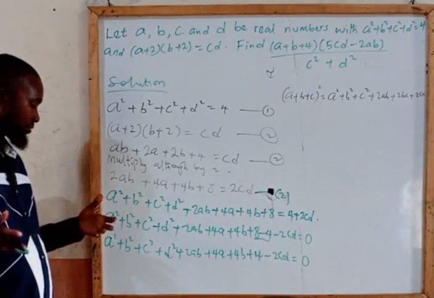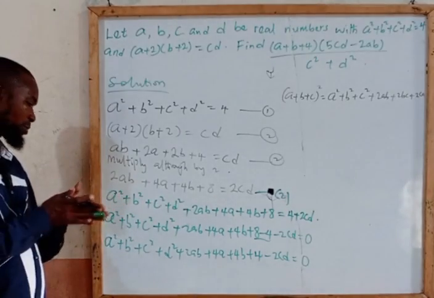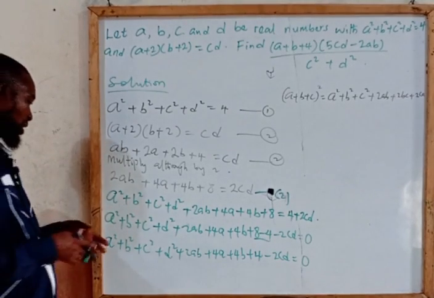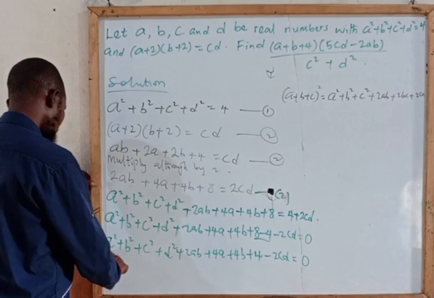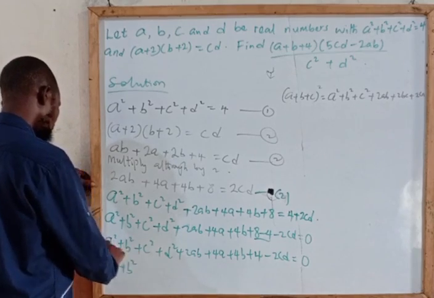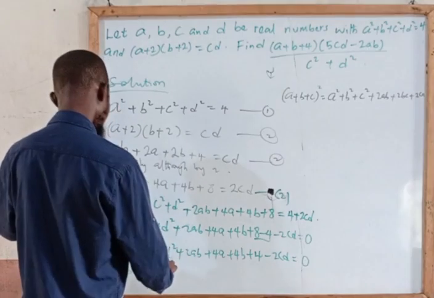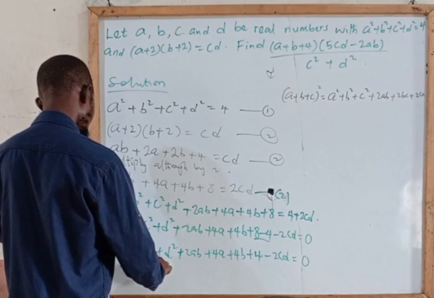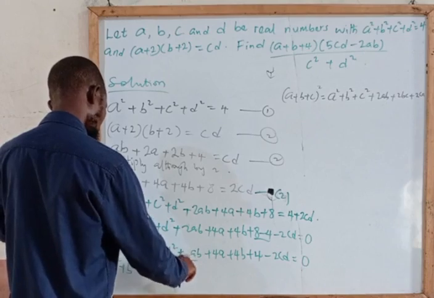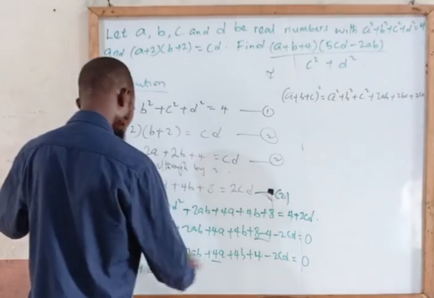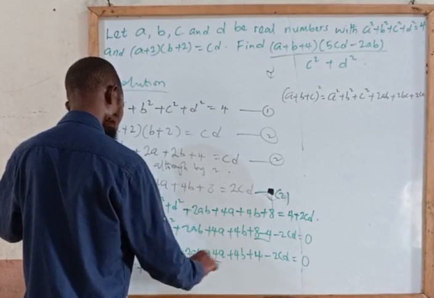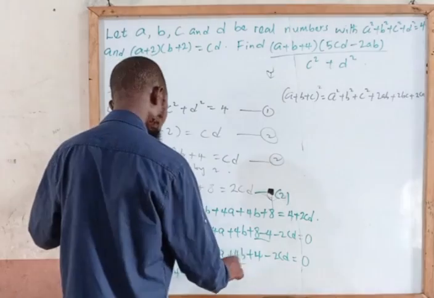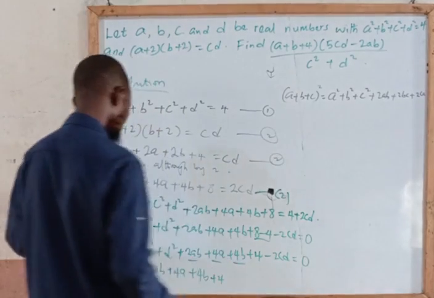Anything involving a and b should be matched together, and anything involving c and d should as well, be matched together. So doing that gives a squared plus b squared, then plus 2ab, let me write it properly, then plus 4a plus 4b. So let me also say plus this 4.